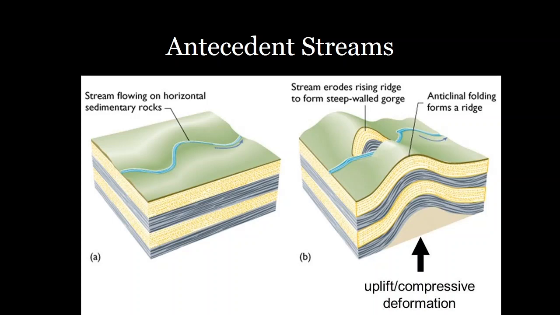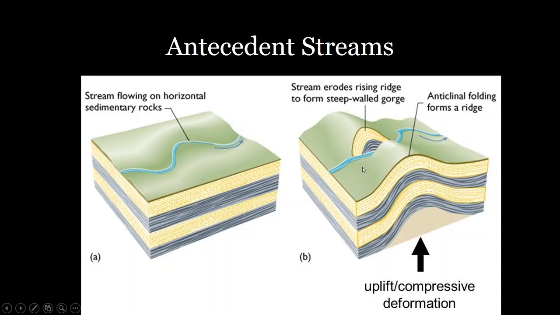We're going to continue our discussion talking about antecedent streams. A lot of times rivers can be exceptionally old, and they can be older than the geologic events that are around them. Often when you have a river that's flowing, and then some sort of geologic event causes uplift or compression or deformation of some kind, that river still wants to maintain its constant slope and will carve into that ridgeline that forms as a result of that geologic event.